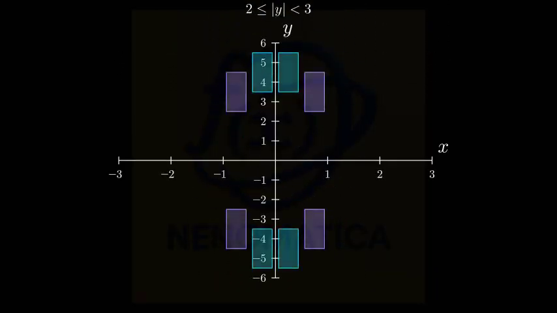Case 3: floor of 2 times absolute x equals 2, and floor of absolute y equals 2. For x, 2 is less than or equal to 2 times absolute x, which is less than 3, so 1 is less than or equal to absolute x, which is less than 3/2. For y, 2 is less than or equal to absolute y, which is less than 3. We will shade these now.